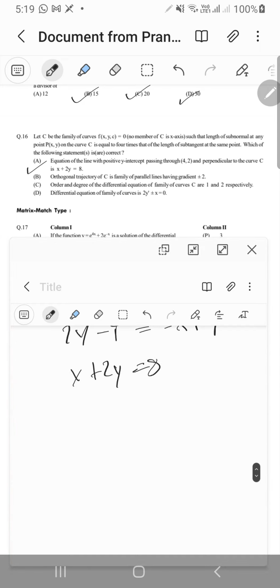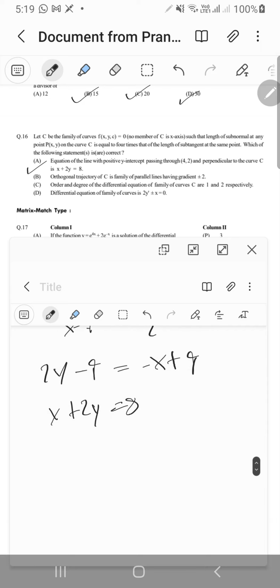Orthogonal trajectory of C is a family of parallel lines having gradient plus or minus 2. No, having gradient plus or minus 1 by 2, that should be the thing.